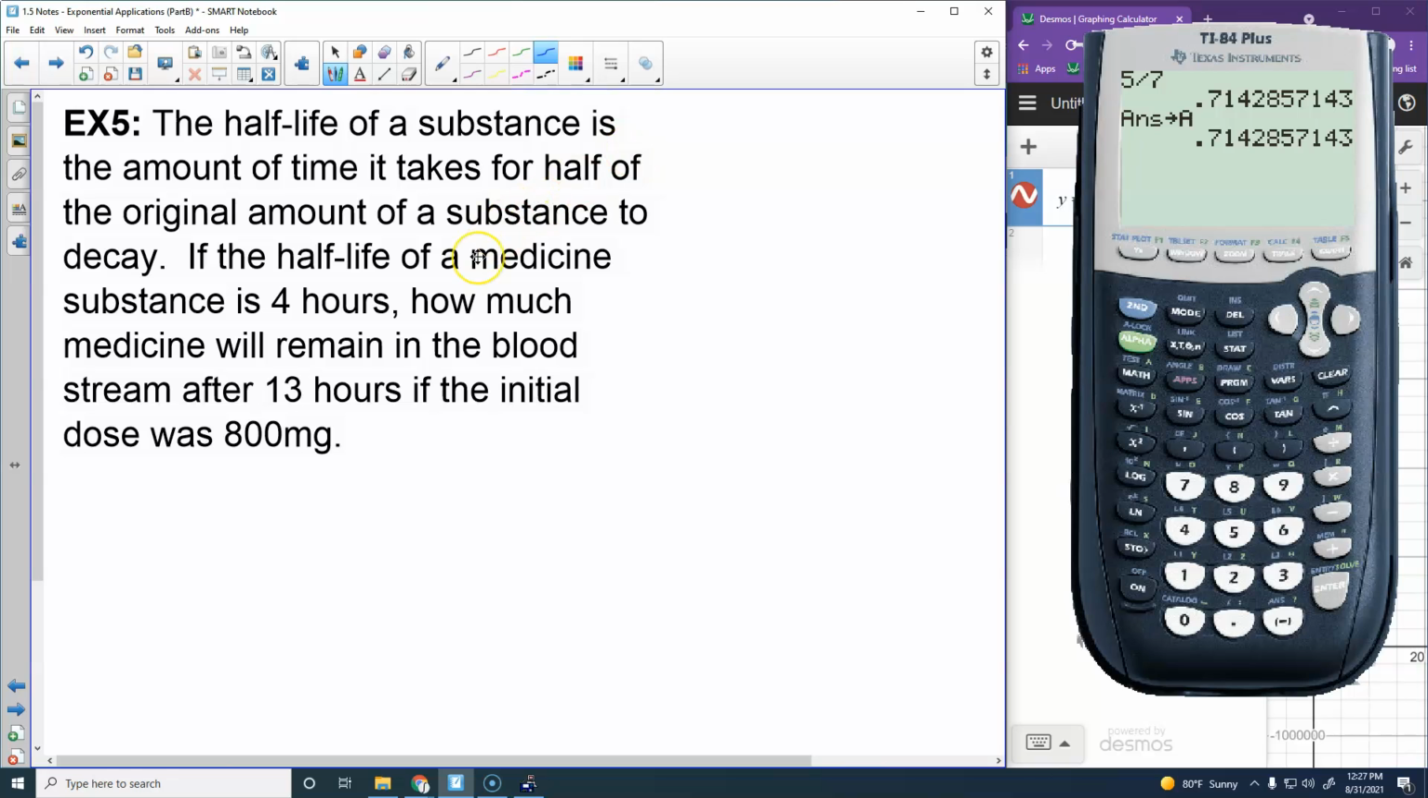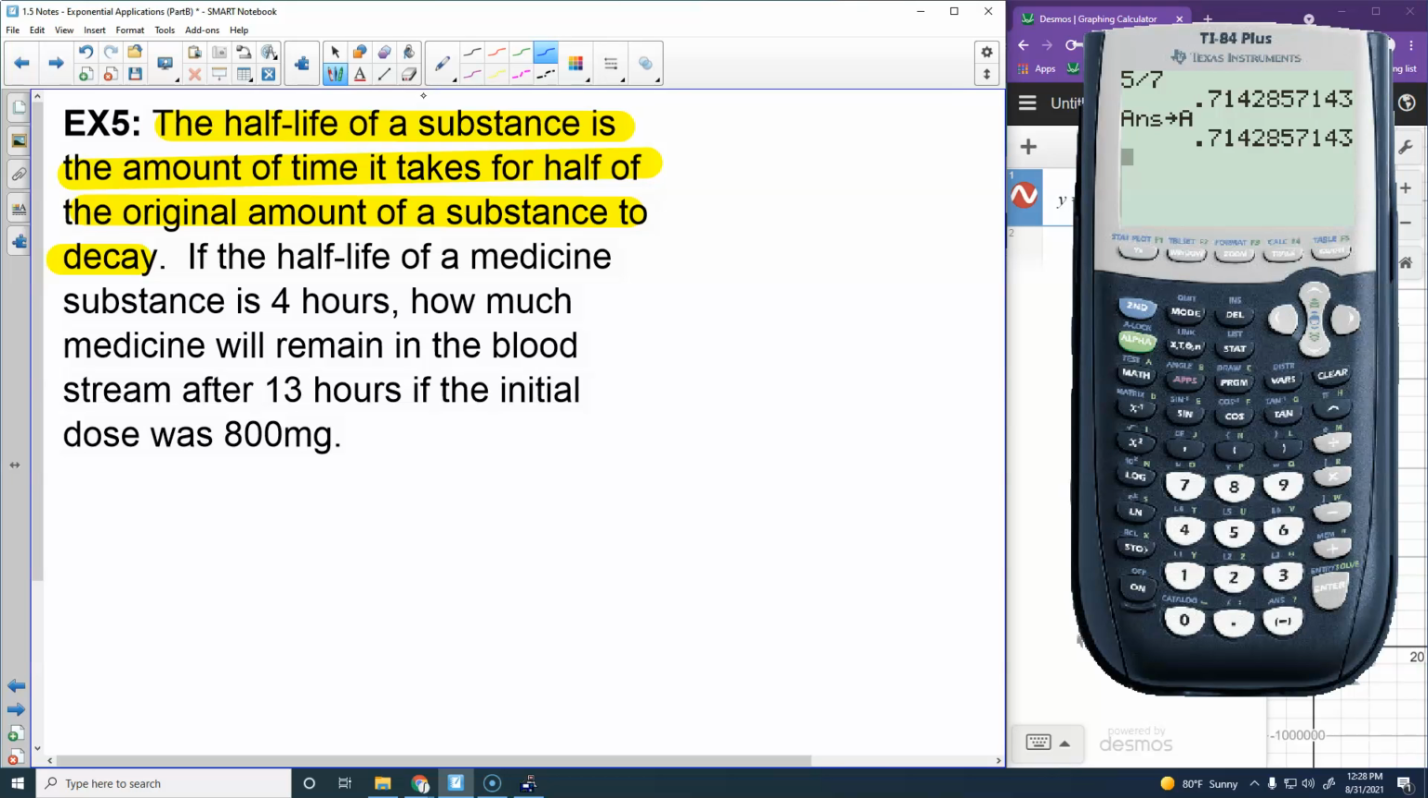Oh, no, never mind. I need to read my problem before I ask you that. Because it tells you the half-life of a substance is the amount of time it takes for half of the original amount of the substance to decay. So your definition of half-life is right here at the beginning of the problem. It may or may not always say that, but sometimes it does. A lot of times if you see ACT problems, they'll start off with that. They'll tell you what a half-life is.